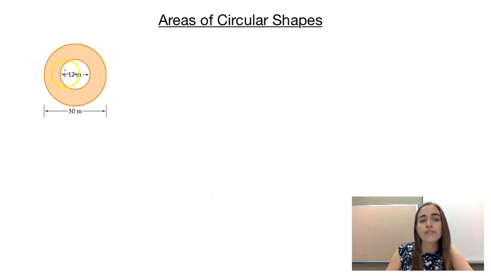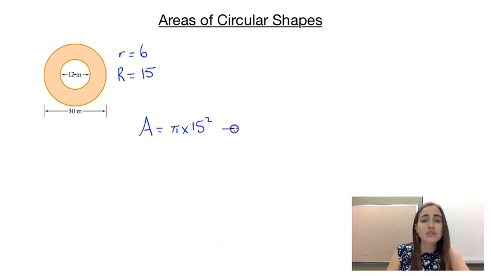We know if the diameter of that small circle is 12, then the radius of the small circle would be 6. If the diameter of the large circle is 30, then the radius of the big circle would be half of that, so 15. To calculate the area, like I said, we're going to find the area of the large circle, which would be pi times 15 squared. And then we're going to subtract the area of the small circle, which would be pi times 6 squared. If we pop all of that in our calculator, we're going to end up with 593.8 meters squared as the area of the annulus.